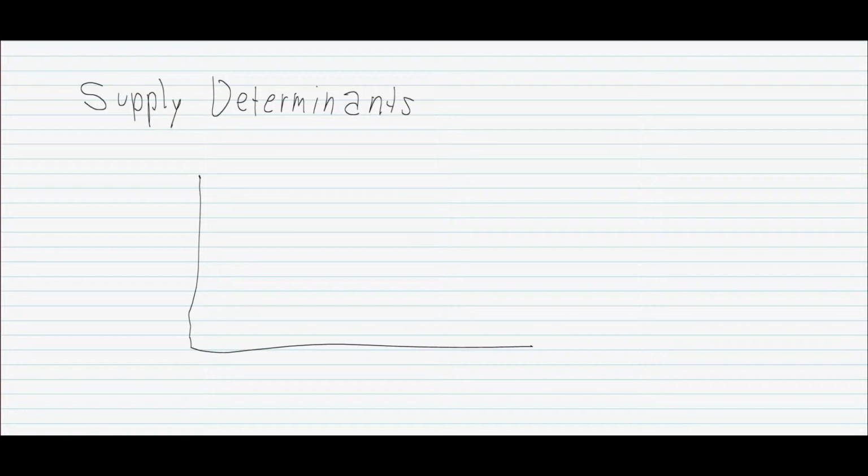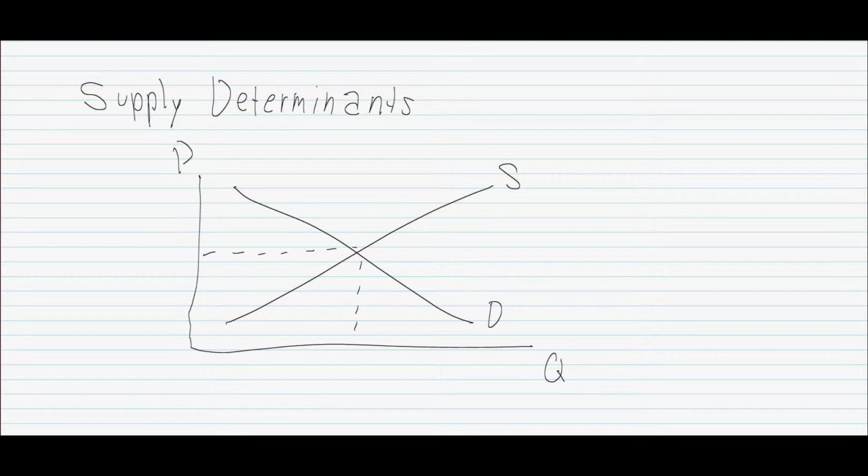Alright, hey guys. In the last video I was talking about demand determinants. So in this video we're going to talk about supply determinants. Okay, so let's draw our graph. Supply, demand, quantity, price. First price, P1, Q1.